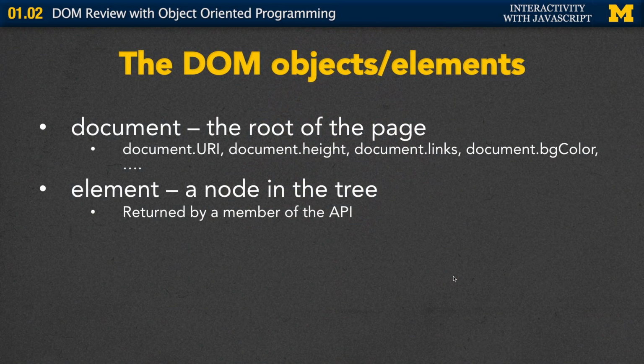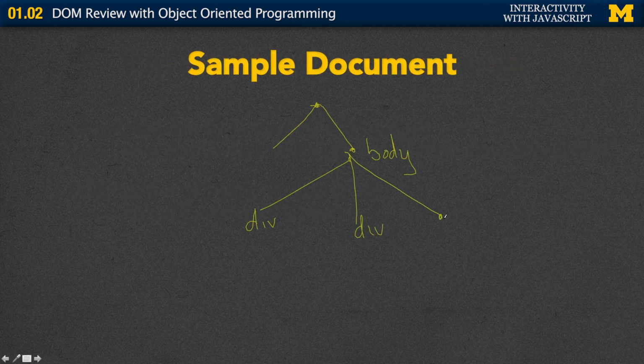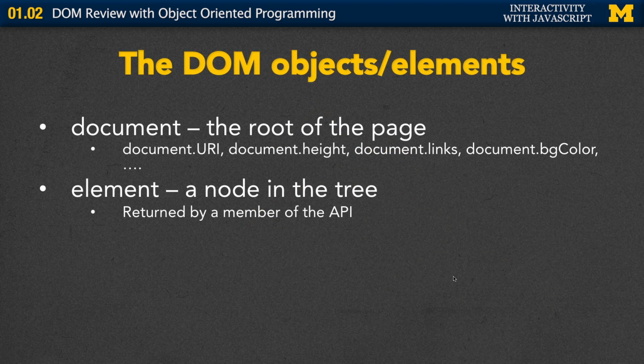The next kind of concept we talk about is an element, or a node in the tree. If you remember, I drew that you can have the body, and inside the body you can have divs, paragraphs, links, list items. Each one of those is a node in the tree, and you can find it using the API.